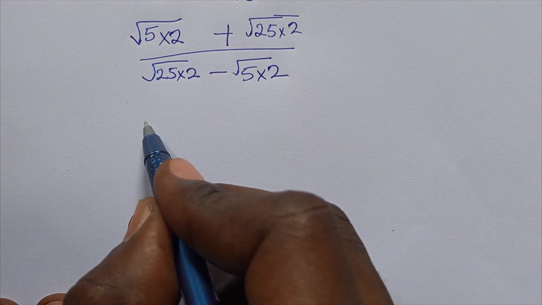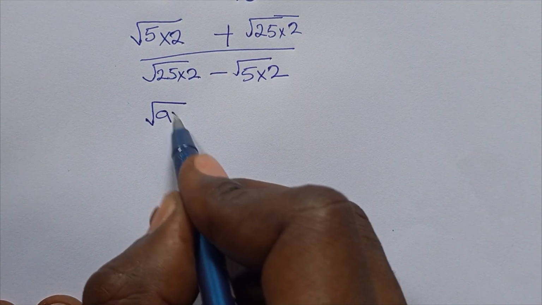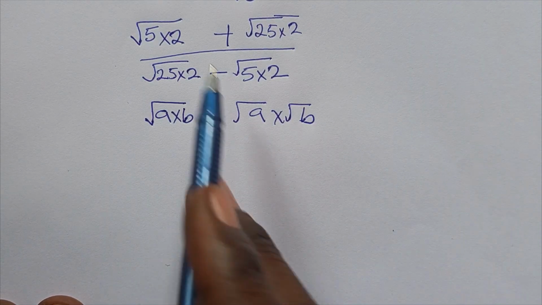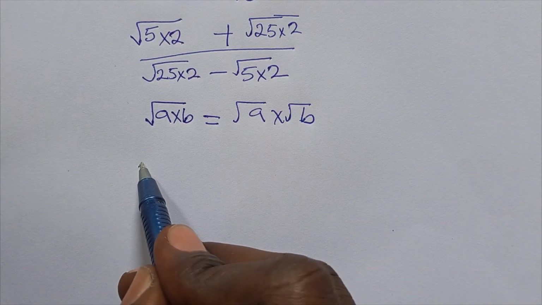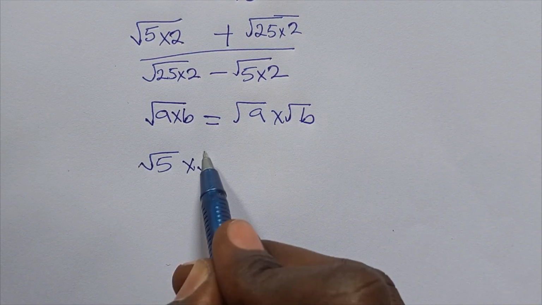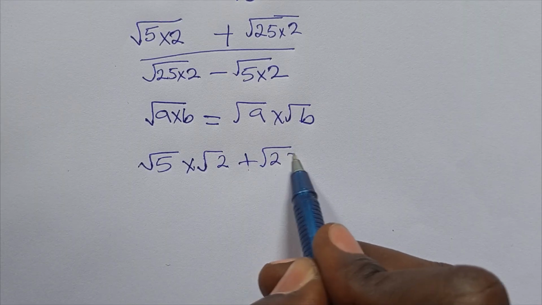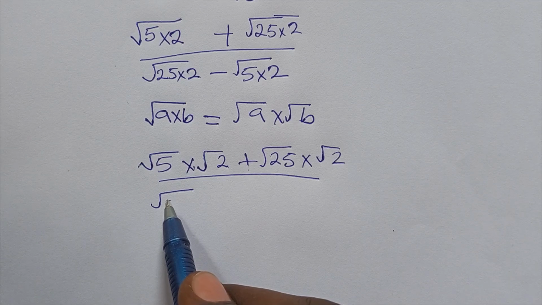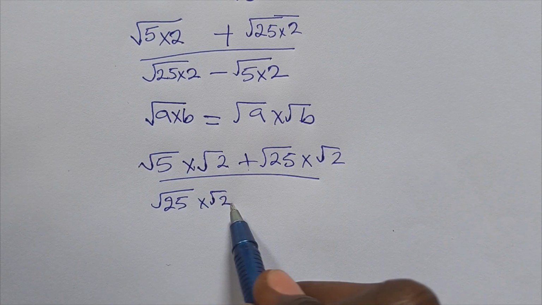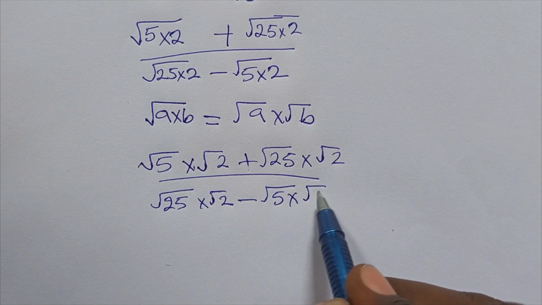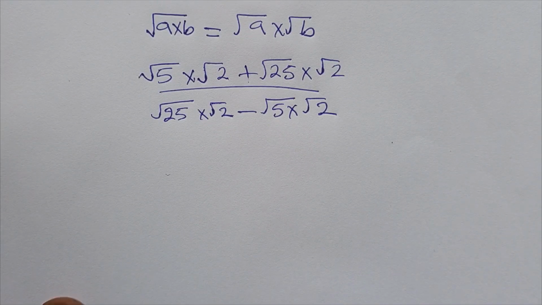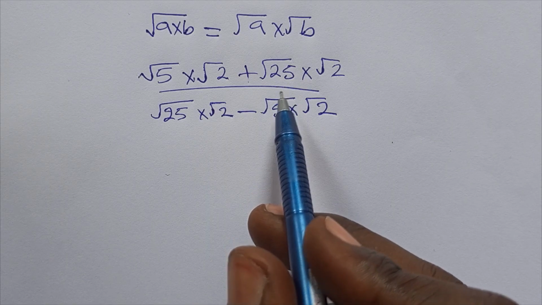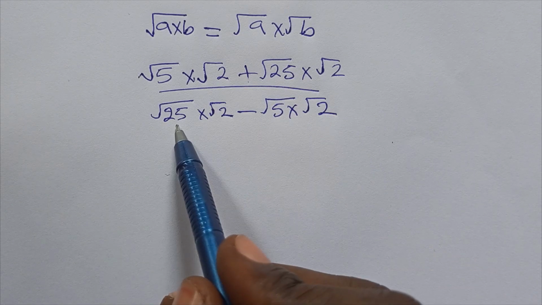Hence, from this, we recall in our surd that the root of 8 times 3 is the same thing as root 8 times root 3. Hence, we apply this here. So we have root 5 times root 2 plus root 25 times root 2, all divided by root 25 times root 2 minus root 5 times root 2. So this is what you have. We can actually simplify this root 25, because root 25 is 5. Same here, root 25 is 5.